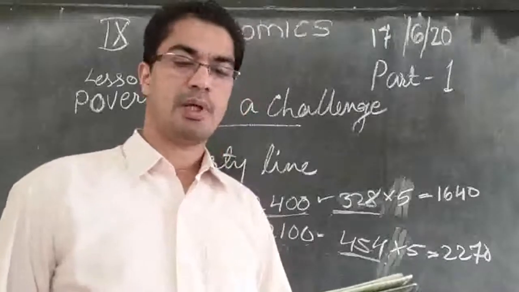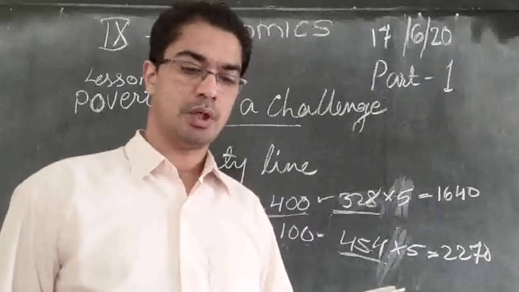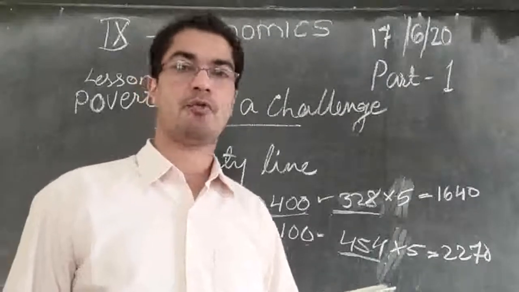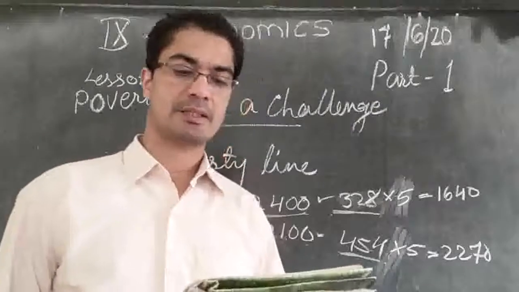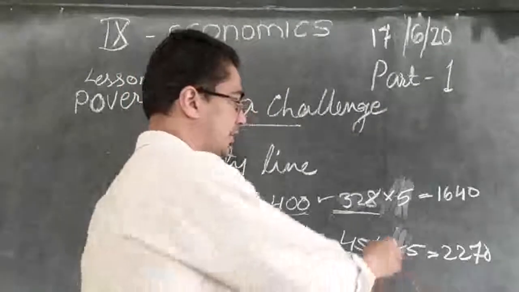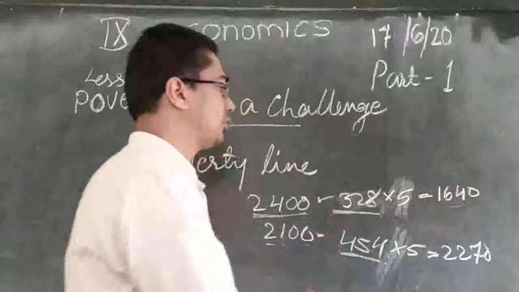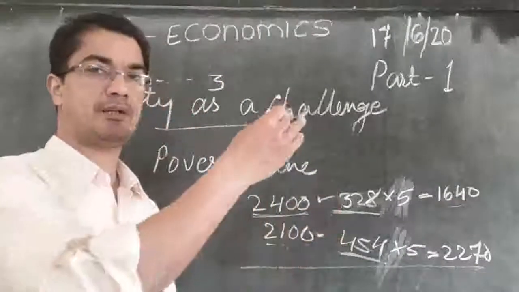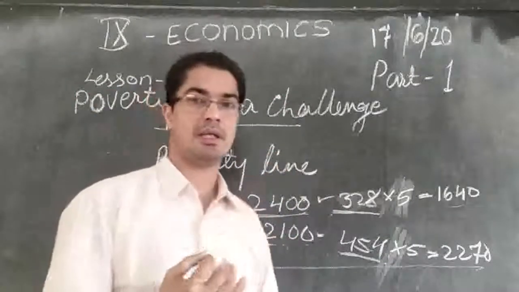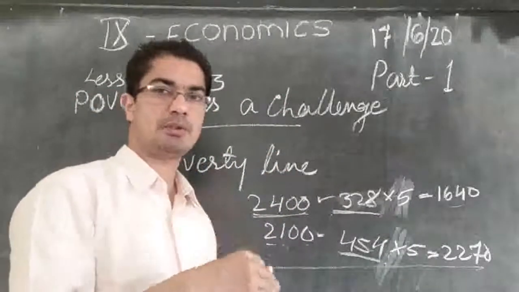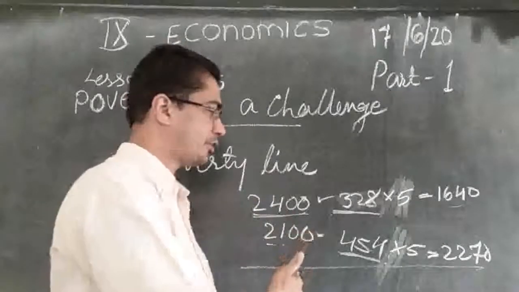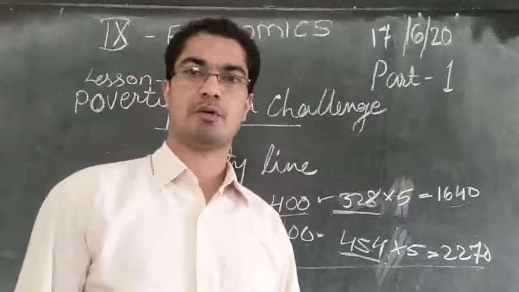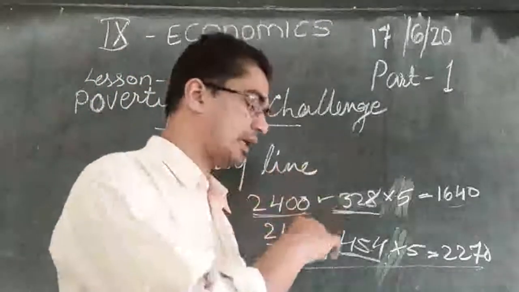The poverty line is estimated periodically, normally every 5 years, by conducting sample surveys. This is fixed by the government. If they have this much money, then they are above the poverty line. After 5 years, the government will revise again. Are people's incomes increasing or not? Are the prices of things increasing or not? The government will check from time to time. After 5 years, they will revise the target again.